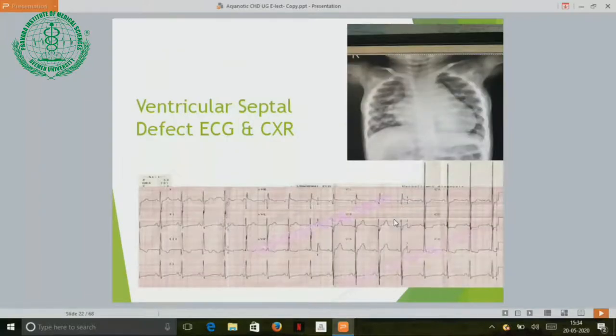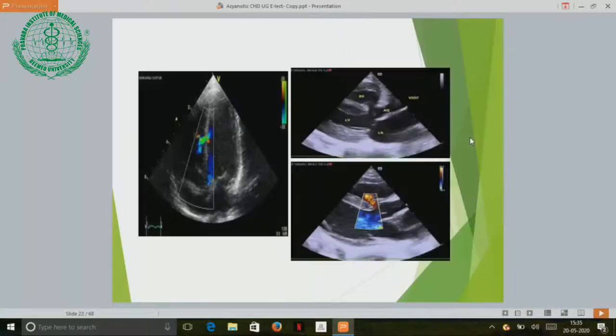So this is the X-ray and ECG of VSD patients. You can see in the ECG, the R waves are prominent in the lateral chest leads, which suggests left ventricular hypertrophy. Also Q waves are prominent in lateral chest leads. This is because of left ventricular volume overload. And in the X-ray you can see obvious cardiomegaly and increased pulmonary vascularity. So these are the characteristics on ECG and chest X-ray in case of VSDs.